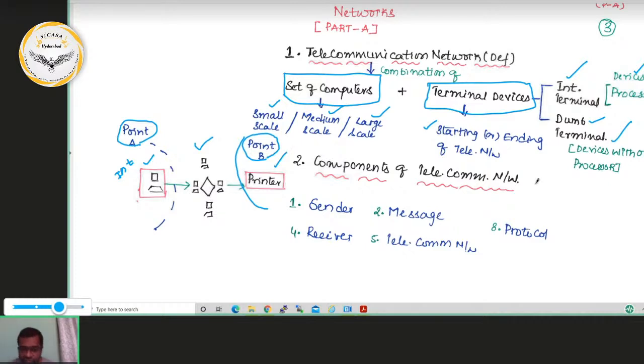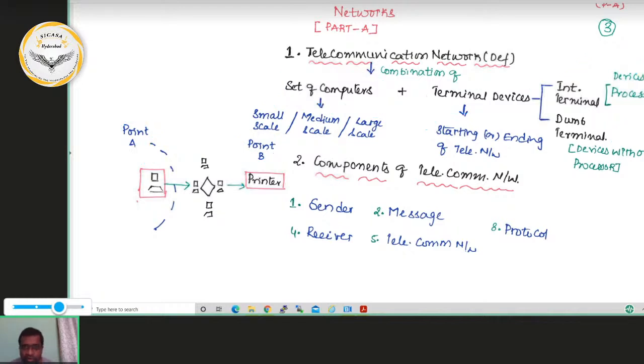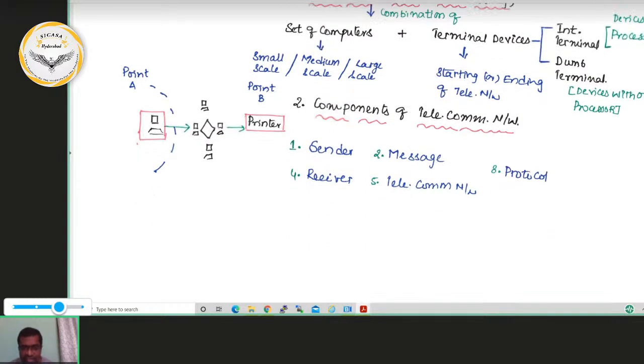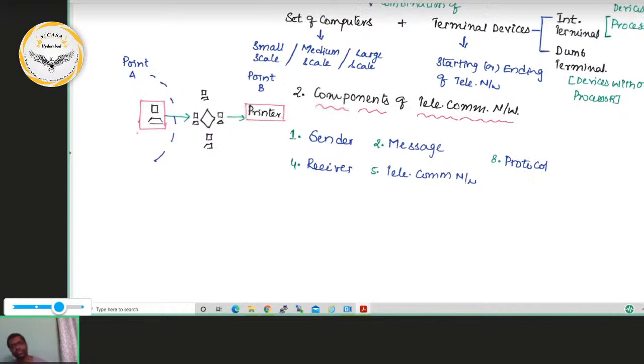Now we have certain components of a telecommunication network. So what are the important components? We have 5 components. First one is called the sender, second is the receiver, third is the message, fourth is the telecommunication network, and last one is the protocol. You take any telecommunication network, you require these 5 components: sender, receiver, message, telecommunication network, and protocol.